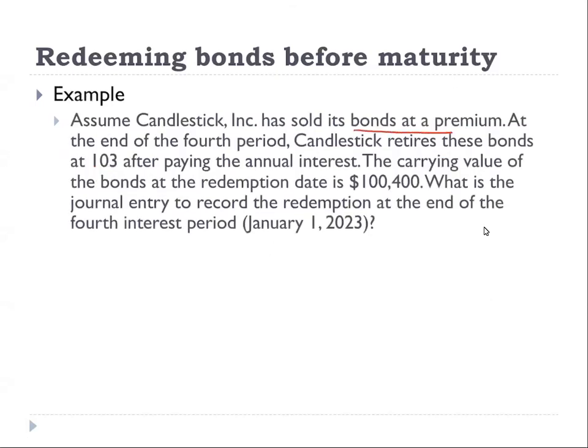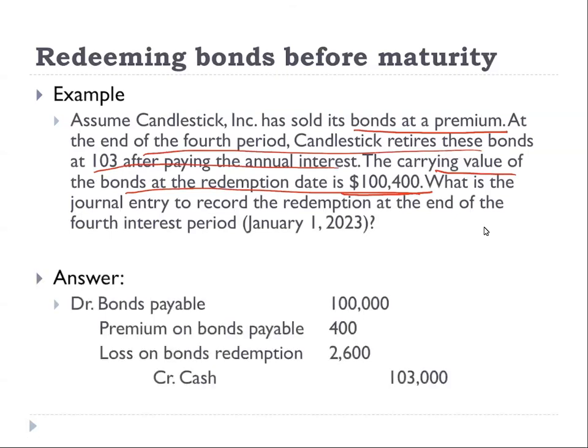The firm sold its bond at a premium and retired the bond after paying the annual interest. At the time of retirement, the carrying value of the bond is 100,400. What is the journal entry to record the redemption?